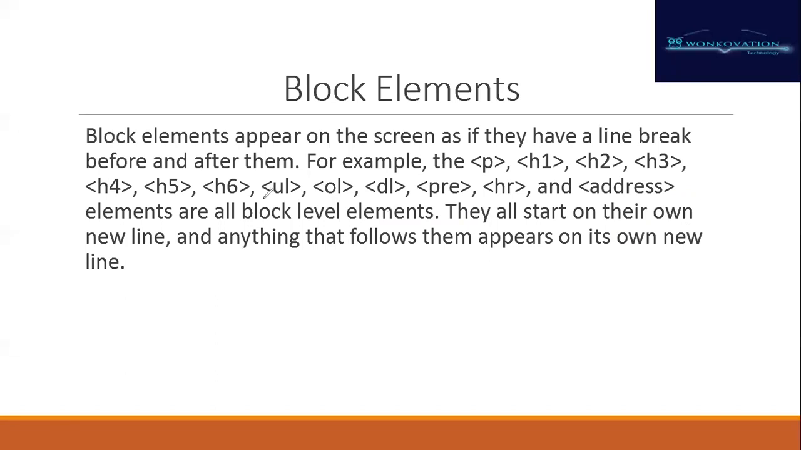So all the lists, the unordered list or ordered list, then dl is the data element. Then pre, we use pre also, because whatever space we give there is preserved. Horizontal line also, then br also, br giving the space only. Then address is also a block element. All the block elements are these. They start on a new line, and anything that follows them appears on a new line.